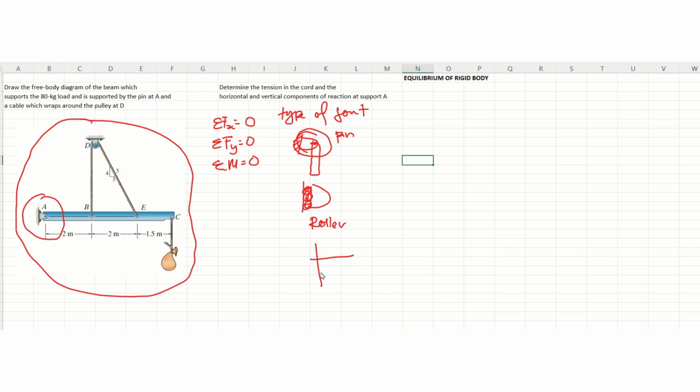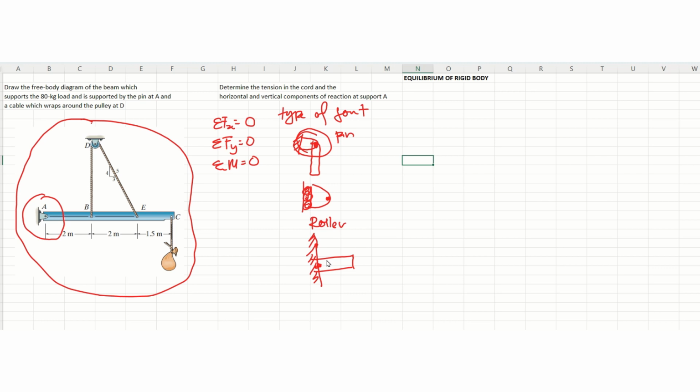And if you see a beam that has been built up inside the wall, this is the wall, the beam built up inside the wall, you call this a built-in support. Then actually at this point and this point there is a force.